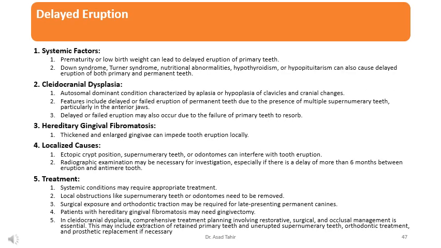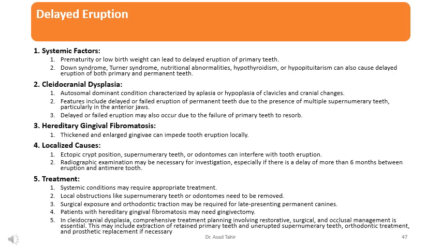Delayed eruption. Systemic factors. Prematurity or low birth weight can lead to delayed eruption of primary teeth. Down syndrome, Turner syndrome, nutritional abnormalities, hypothyroidism, or hypopituitarism can also cause delayed eruption of both primary and permanent teeth. Cleidocranial dysplasia. Autosomal dominant condition, characterized by aplasia or hypoplasia of clavicles and cranial changes. Features include delayed or failed eruption of permanent teeth due to the presence of multiple supernumerary teeth, particularly in the anterior jaws. Delayed or failed eruption may also occur due to failure of primary teeth to resorb.